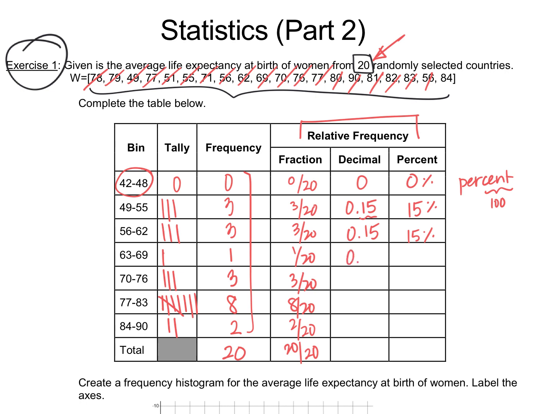1 divided by 20 is 0.05, which would be 5 hundredths, 5%. We have another 3 out of 20. It's nice when the data is repeated like that. 8 out of 20, we're going to get 0.40, which is 40 hundredths, 40%. 2 out of 20, 0.1, that's 1/10, which is the same as 10 hundredths, so that's 10%. And then 20 out of 20, we know that's 1 whole, and that's 100%. If you add up all those percents, it should equal the 100.